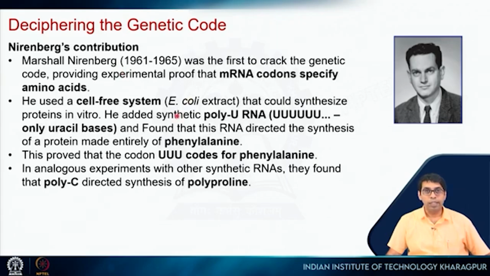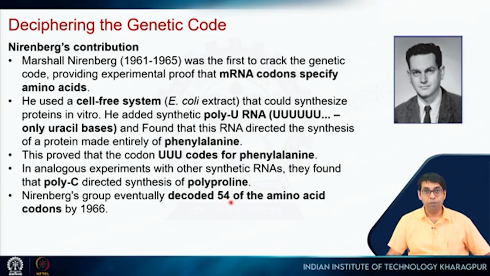Nirenberg used the cell-free system that I described in the previous slide to see what type of RNA produces which type of protein. He used poly-U RNA, so all the nucleotides are uracil, and he found that the protein made was entirely phenylalanine. So it means that UUU codes for phenylalanine. Similarly, when he used poly-C, polycytosine, so all the nucleotides are C, he found that it produces polyproline. This way, he was able to decode 54 of the amino acid codons by 1966.